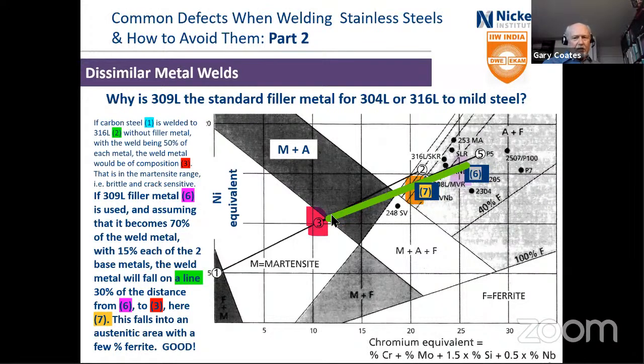So you draw a line between the two and you go up this way 70% or down this way 30%, doesn't matter, usually going down this way. And you can see that the composition then falls into an area where it's austenitic with some ferrite. So it is not crack sensitive. It's what you're looking for. So typically that is why 309L is used here.